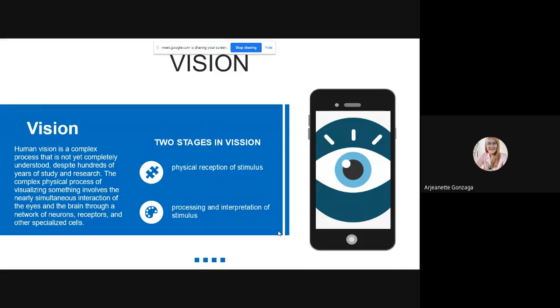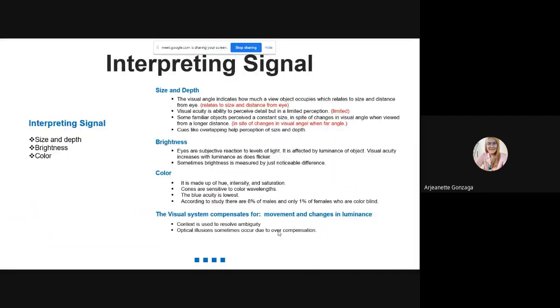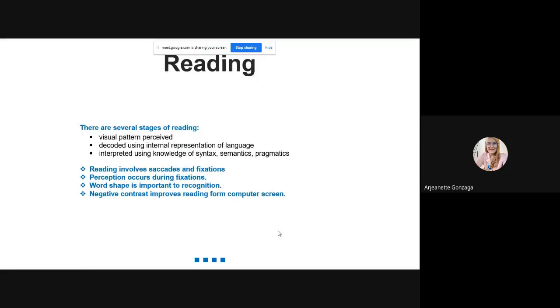Okay, so the visual system compensates for movement and changes in luminance. Context is used to resolve ambiguity. Optical illusion sometimes occurs due to overcompensation. So sa computer kasi meron minsan na optical illusion tayo. Okay, so yan. Ayan pala.